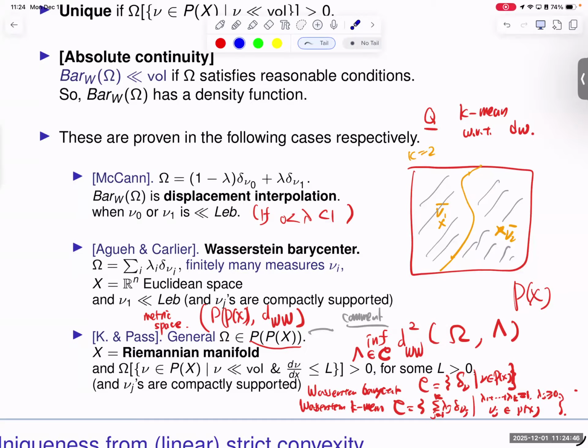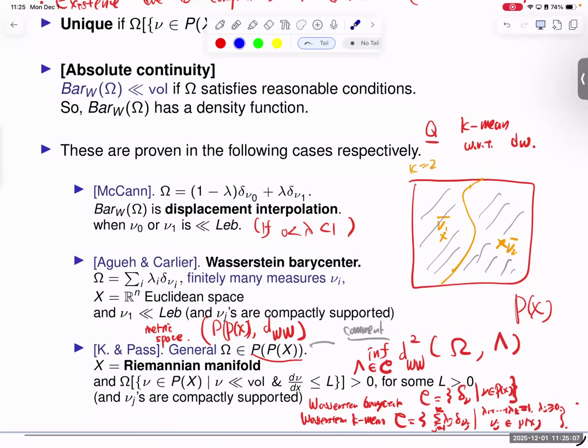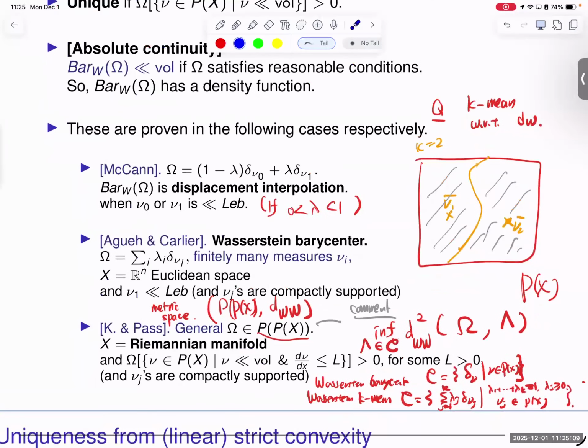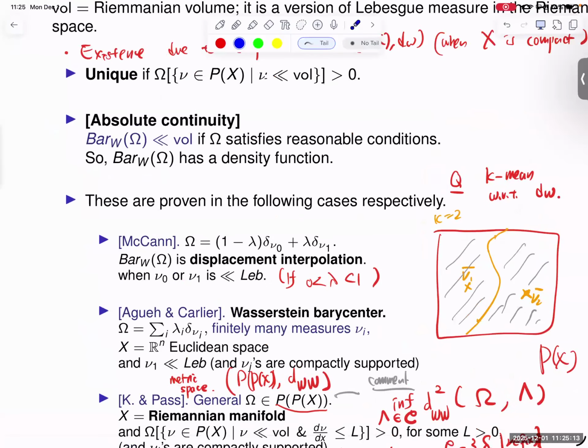The other question? Yeah, certainly, asking about this k-means is a very sensible question. Okay, I like it. Any other question, comment? No. Okay, then we can continue. Okay, then let's talk about uniqueness.